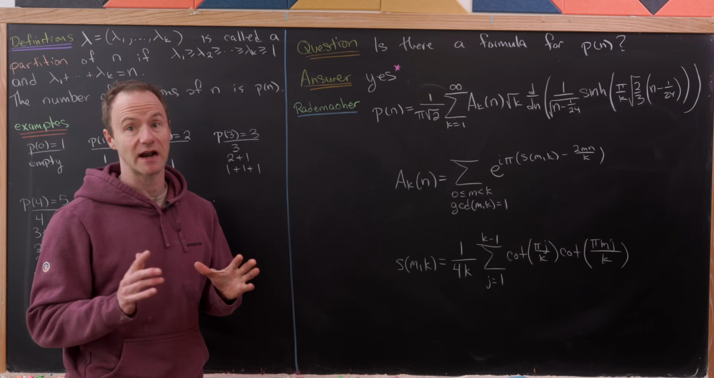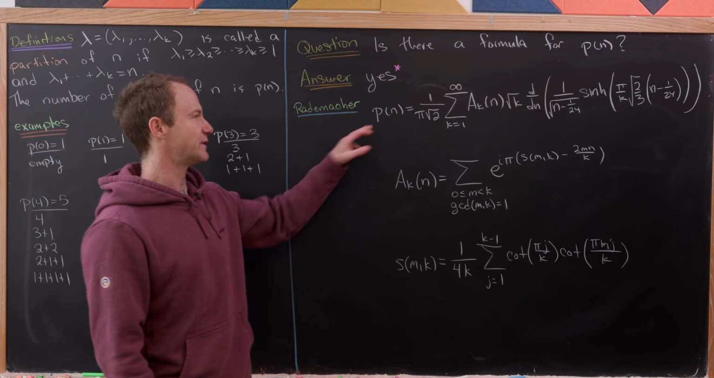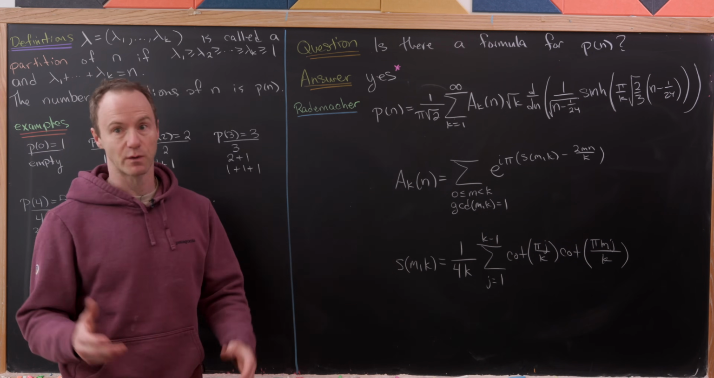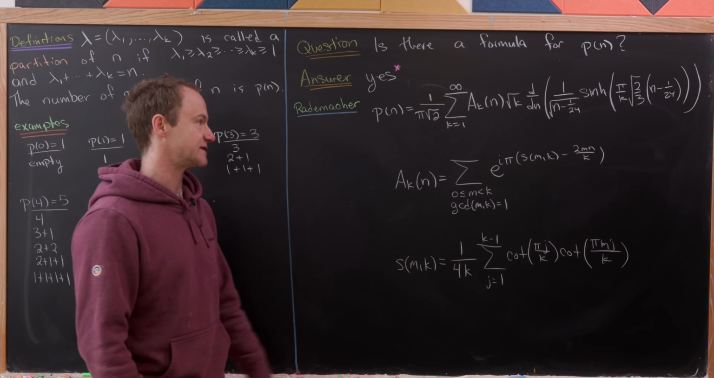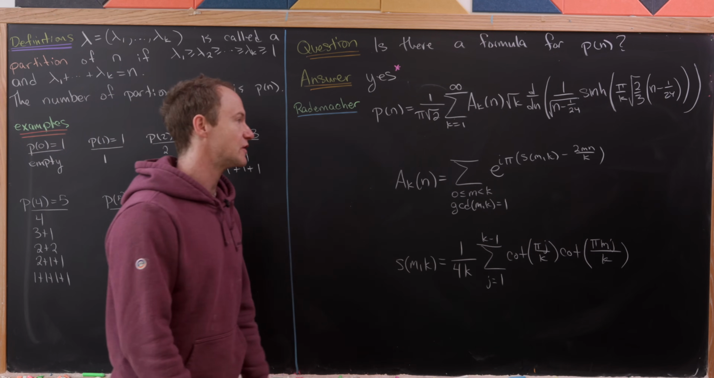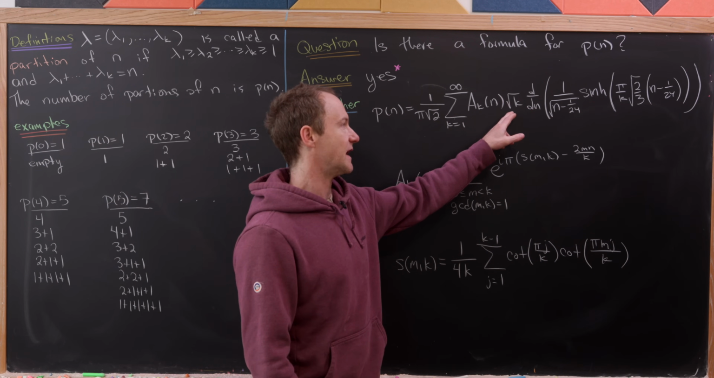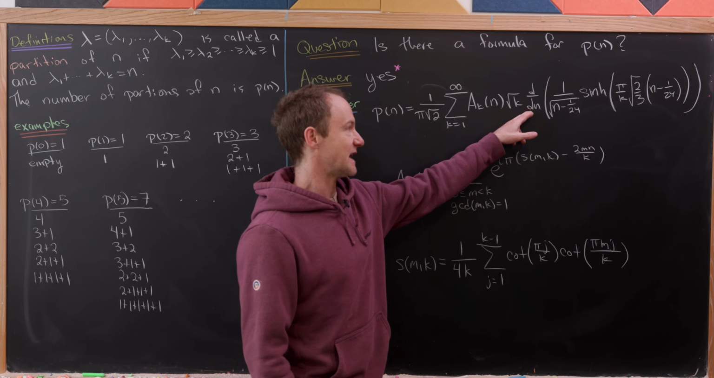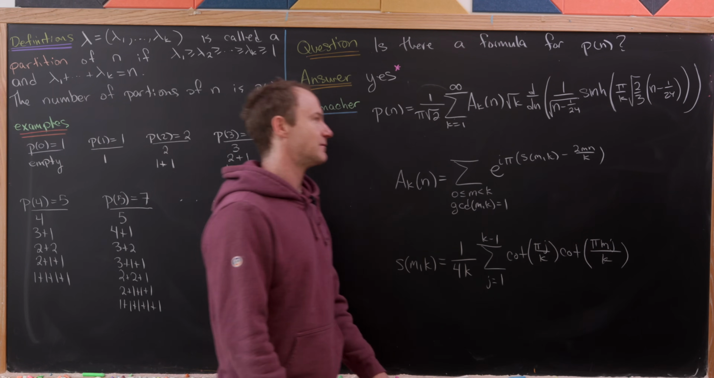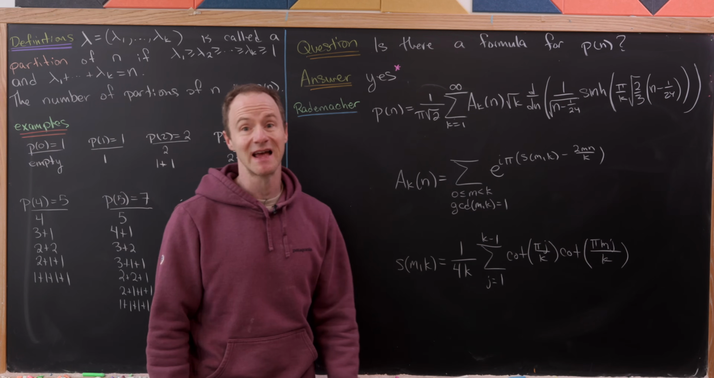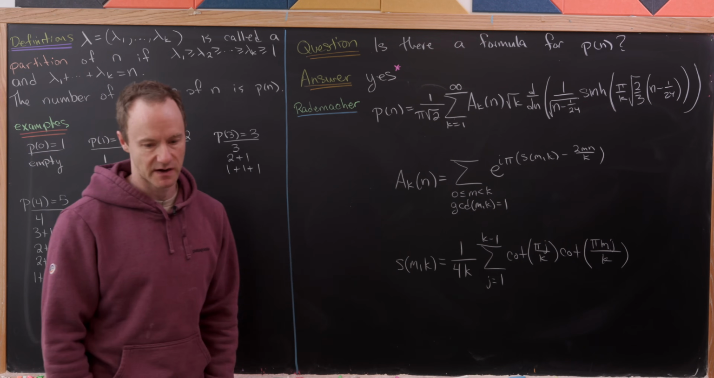So notice there's a lot going on here. We've got p of n is equal to 1 over pi times the square root of 2. That's already kind of crazy. And then the sum as k goes from 1 to infinity of A sub k of n, the square root of k, the derivative with respect to n of 1 over the square root of n minus 1 over 24, and so on and so forth. Notice we've got this hyperbolic sine term in there.